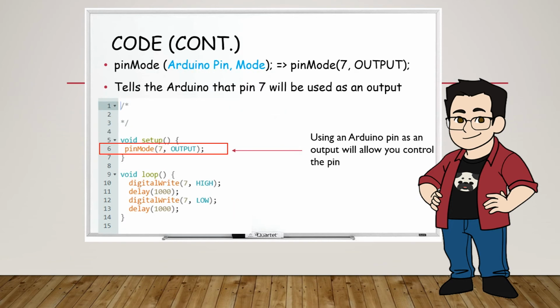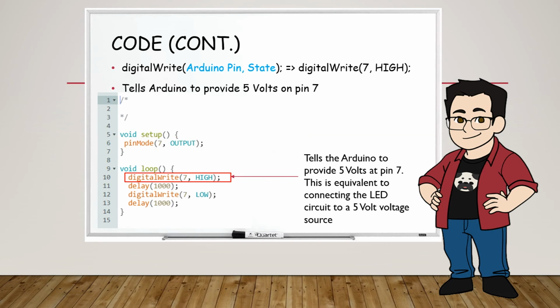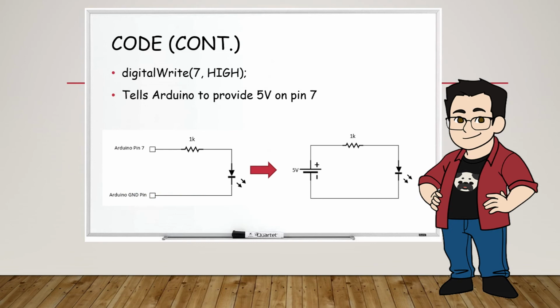The pinMode command tells the Arduino that pin 7 will be used as an output. That means that we'll be able to control the pin. Note that if we wanted to use a different pin, we could have replaced the number 7 with whatever pin number we wanted to use. The digitalWrite command tells the Arduino to provide 5 volts on pin 7. This is equivalent to connecting the LED circuit to a 5-volt voltage source. Here's a visual representation using schematics of what's going on when you use the digitalWrite command.